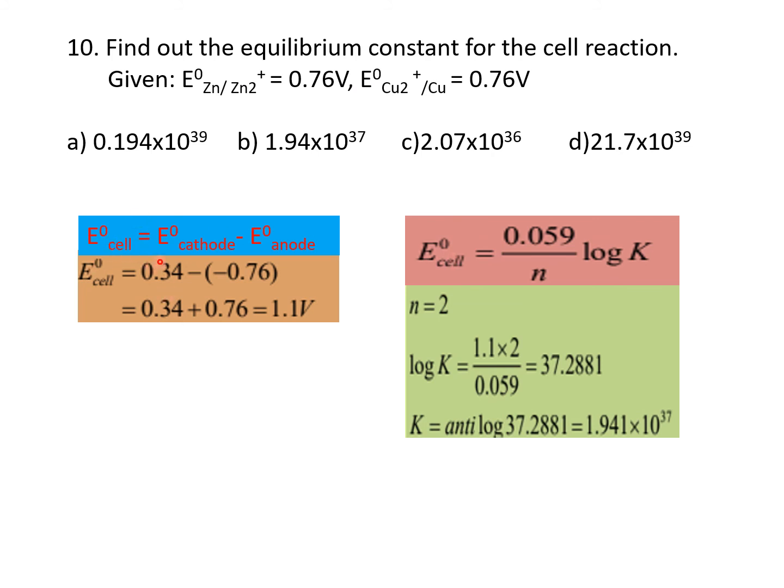So E cell potential is equal to cathode minus anode. Which is cathode, which is anode? This is the oxidation reaction, this is the reduction reaction. Reduction reaction is cathode. Always the value will be higher. So this is the cathode minus the anode.